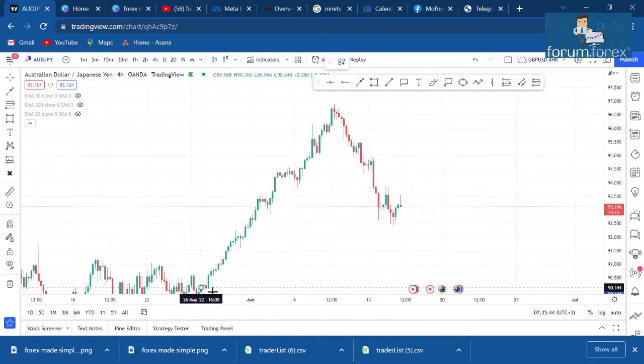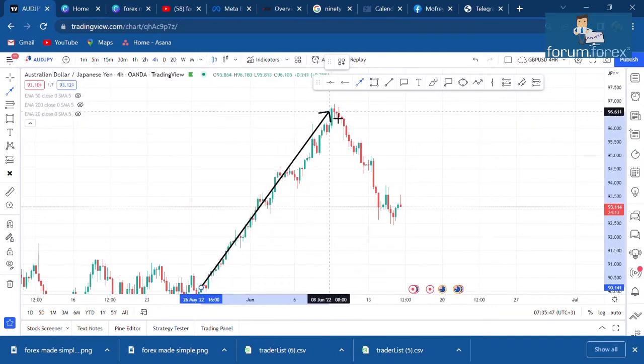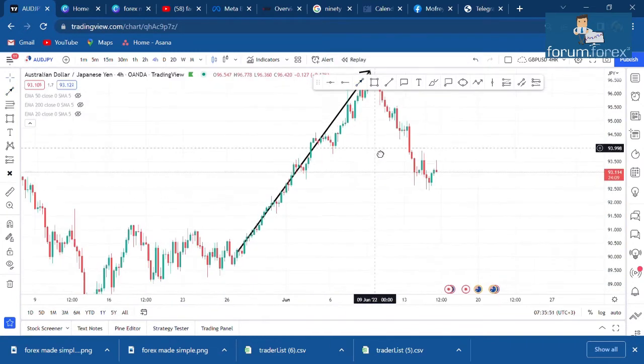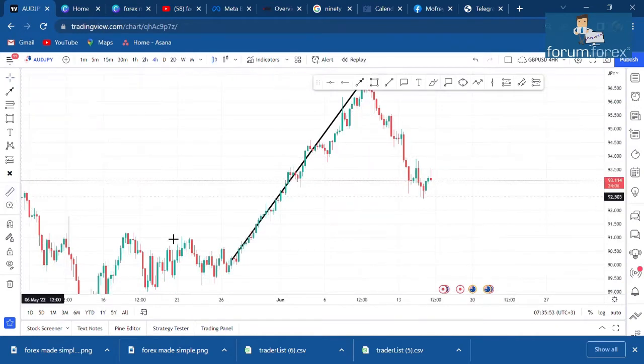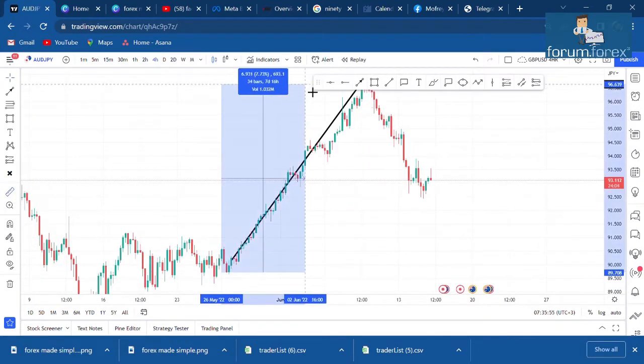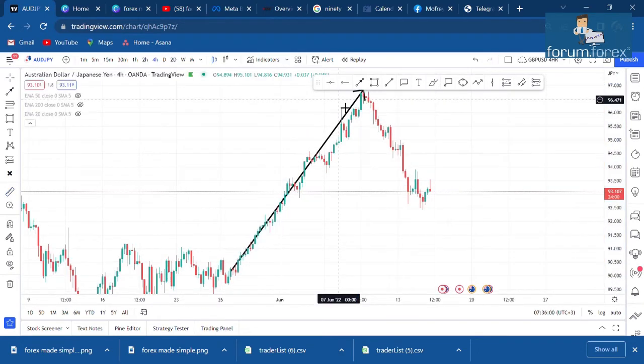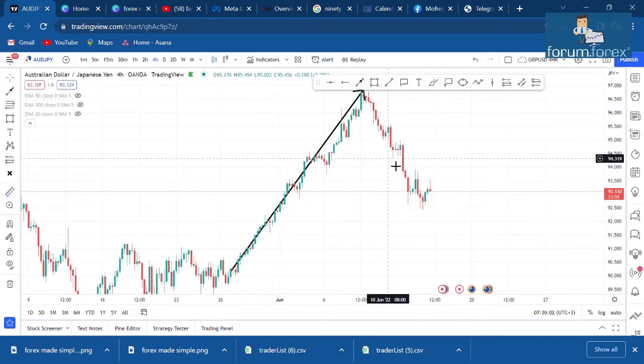Let's see how many pips. It went almost 800 pips before it did a proper retrace. So AUDJPY, don't hop in on a reversal hoping to get a reversal if you don't have a confirmation.